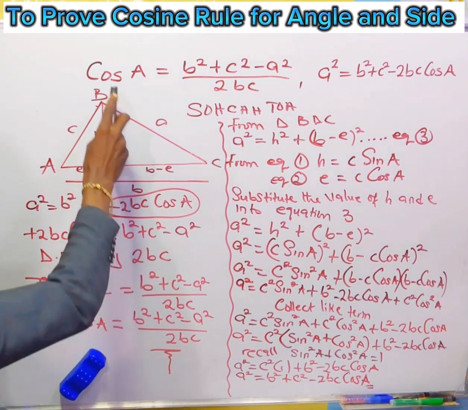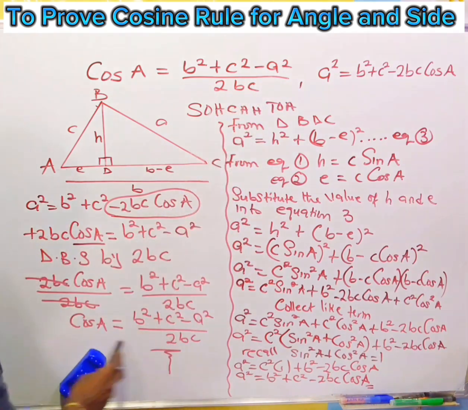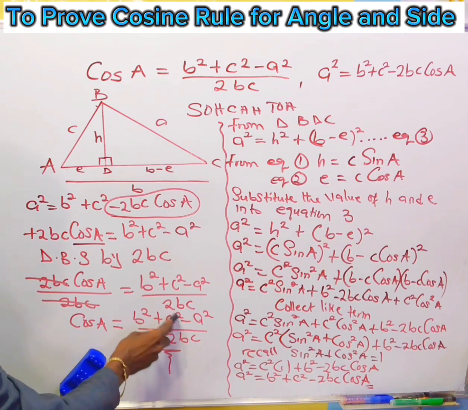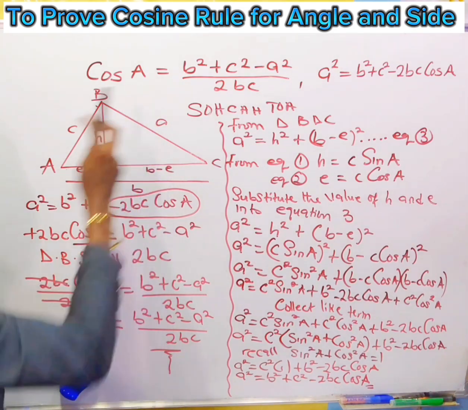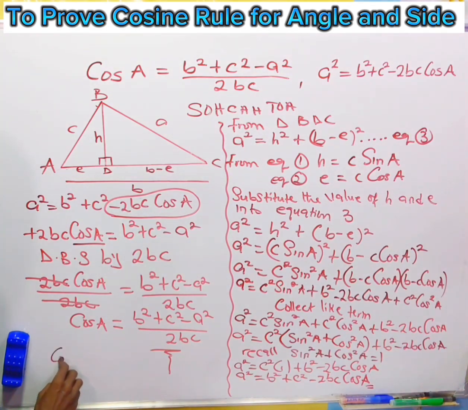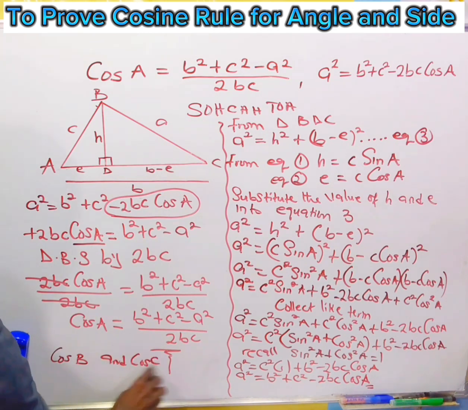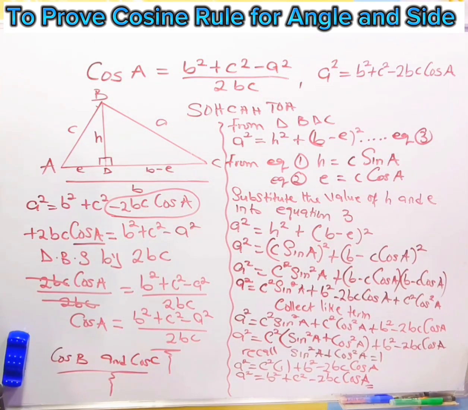Now, the cosine formula says the cos of angle A is equal to B square plus C square minus A square over 2bc. And hence, we have cos A equal to B square plus C square minus A square over 2bc. Hence, we have proved the cos A formula. The same method can also be used to prove cos B and cos C.